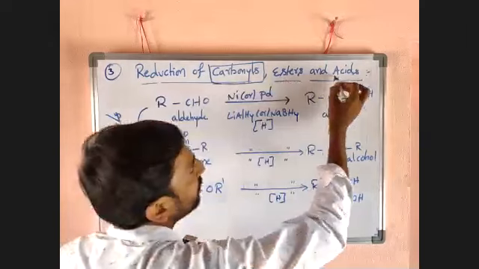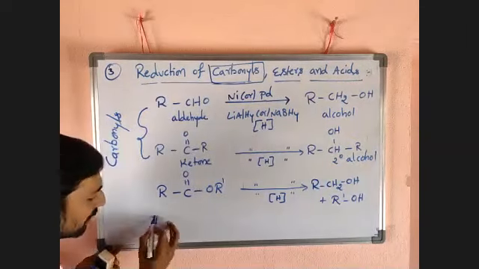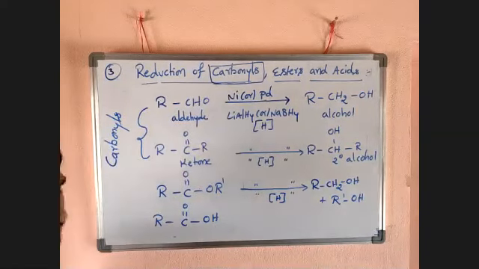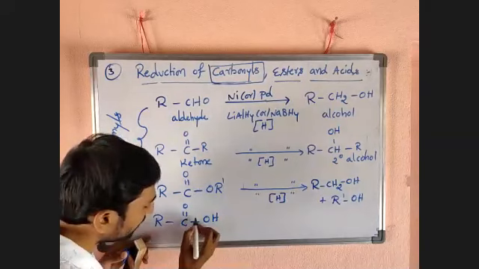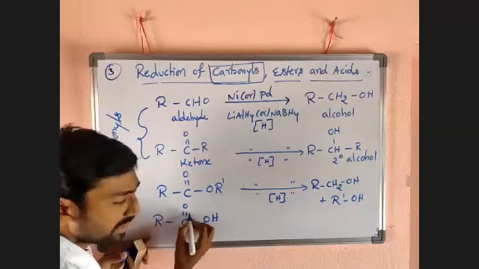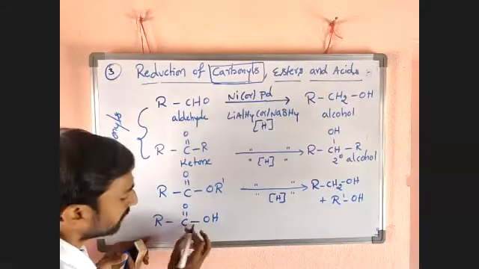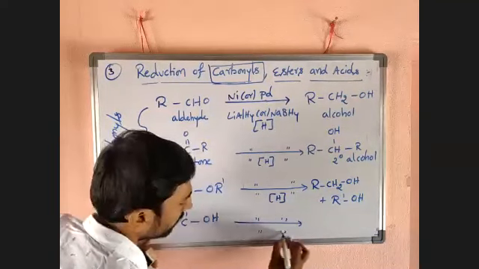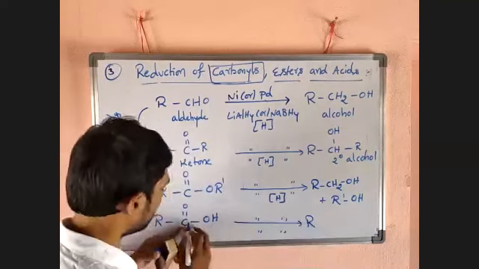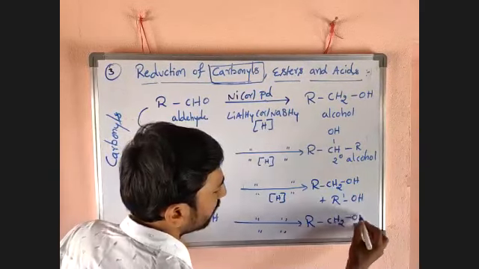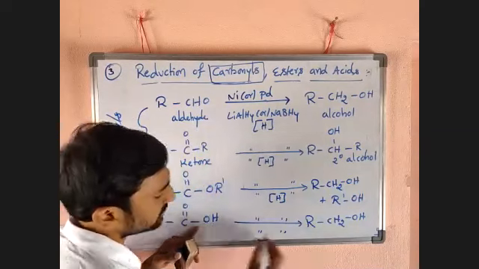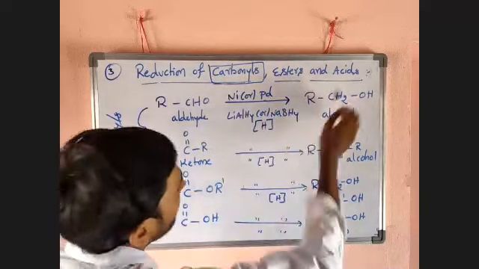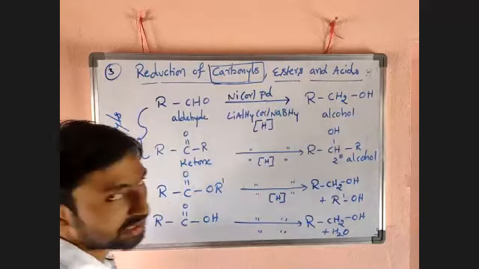That is an ester. Now I want to take acids. Acids means RCOOH. Now cleave the H. First it converts into R, then CH2, then OH, and then after getting H it converts further. So on reduction, carbonyls, esters and acids all give alcohols. Different alcohols we will get.